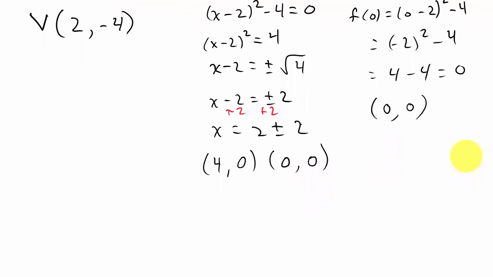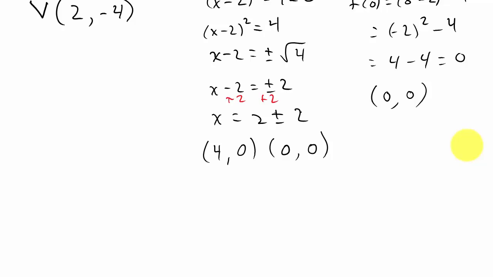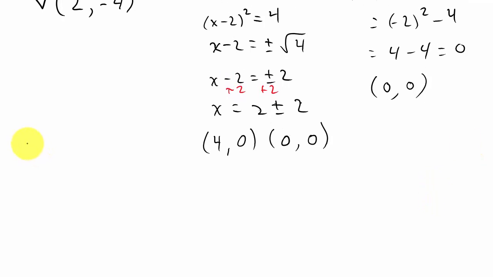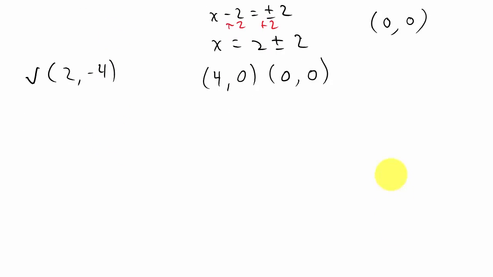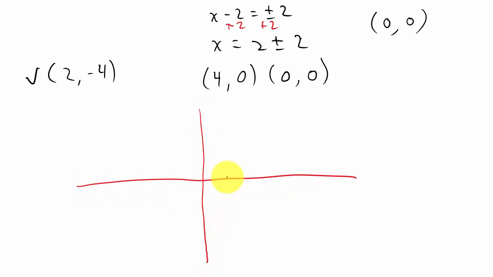So let's move this on up. Okay, let's see, my vertex is 2, negative 4. I'm going to go ahead and write it down so we can still see it when I move this up. All right, so now let's go ahead and draw our xy coordinate system. Let's see, 1, 2, 3, 4, 1, 2, 3, 4, 1, 2, 3, 4, and 1, 2, 3, 4. Okay.